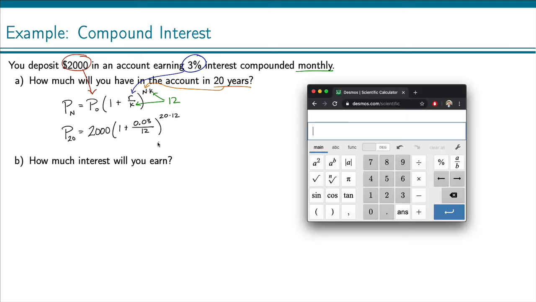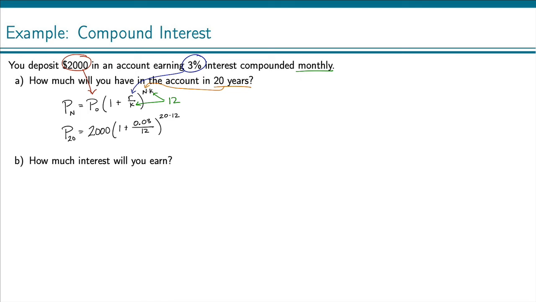So now we're going to plug that into our calculator. We have 2,000 times (1 plus 0.03 over 12) raised to the 20 times 12. And we get, rounding to the nearest cent, $3,641.51. So that's the amount that we have in 20 years.